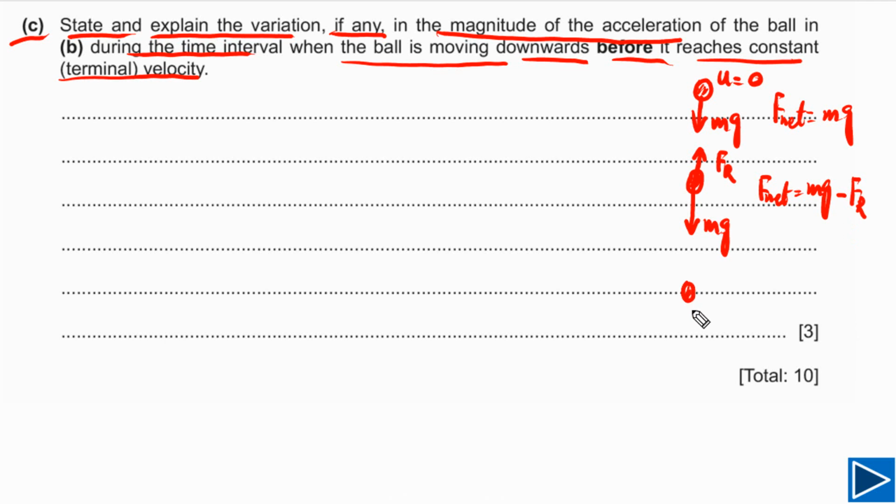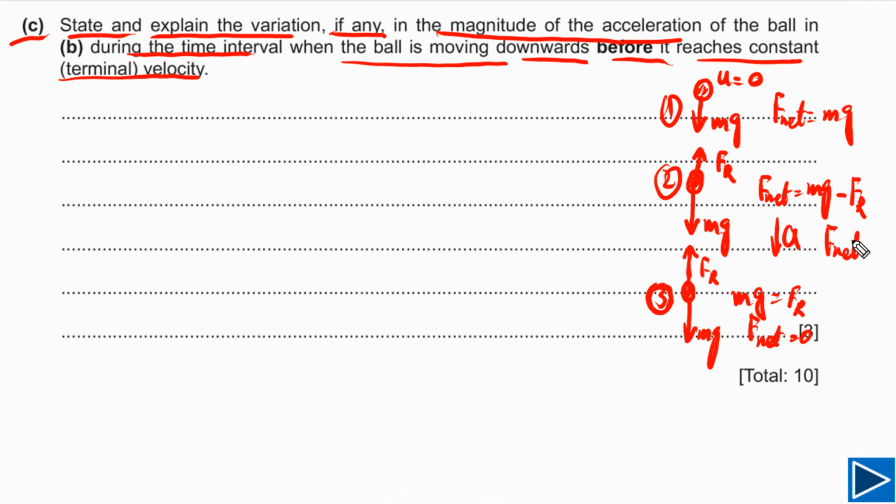If we go to the final point, when the ball has reached terminal velocity, you will see that the forces are balanced, or we can simply say at this point mg is equal to Fr and the resultant force at this point will be 0. Now if we go from point 1 to the second point and then to the third position, you can simply see that the resultant force is decreasing. Resultant force is decreasing, which means that acceleration is also decreasing. So the first part of the question is asking us to state, so we can write down: magnitude of acceleration decreases. So that is 1 point.